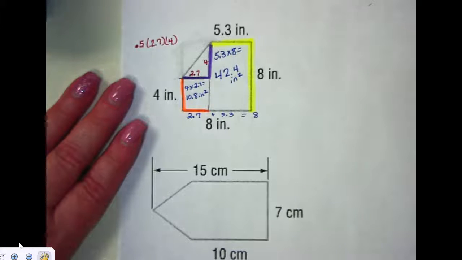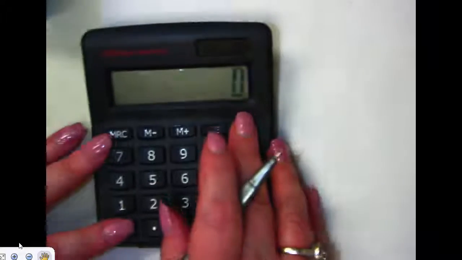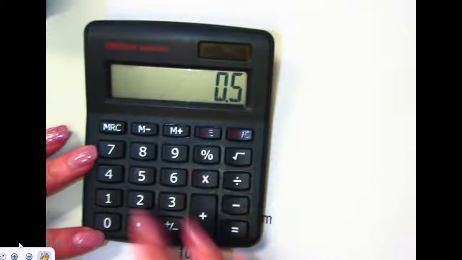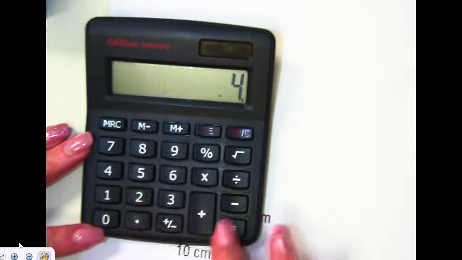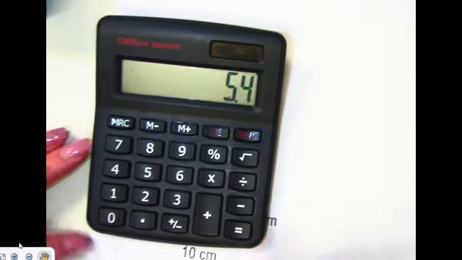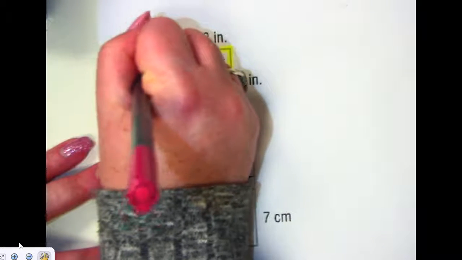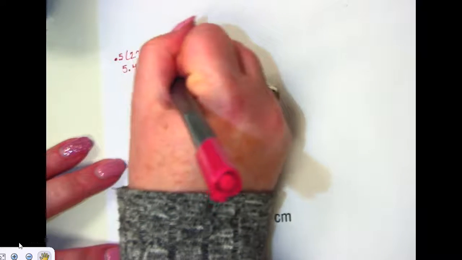Do that on your calculator. Anybody get it? 5 4/10. So it looks like this, guys. 1/2 is 5/10 times 2.7 times 4. Again, half is 0.5 times 2.7 times 4. And you get 5 4/10 inches squared. That's this shape right here.